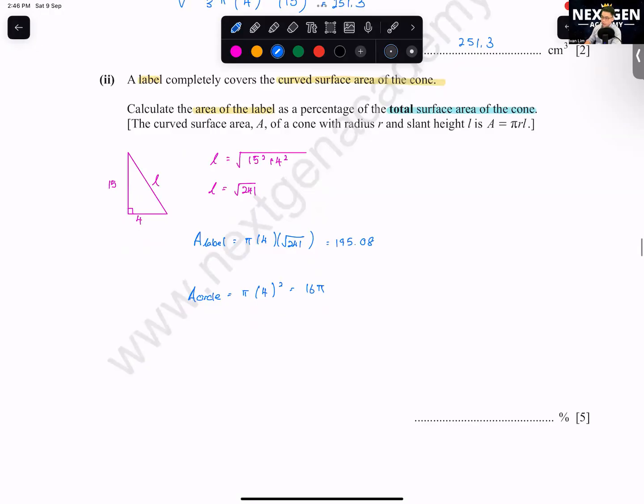All right, so they want you to find the percentage. I'm going to use area of label over area of the total. Total is label plus the circle, times 100%. You get 195.08 over 195.08 plus 16 pi, times 100%, which you'll get 79.51%. Or 79.5 is also okay.